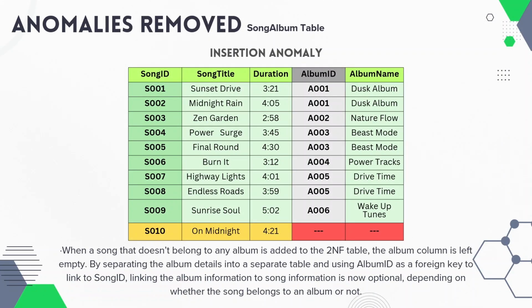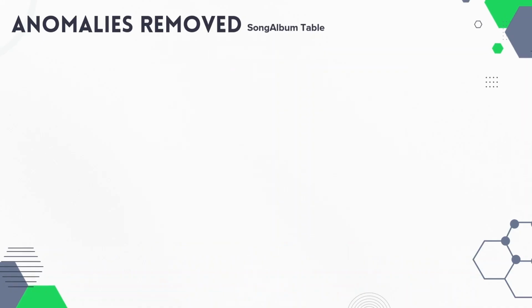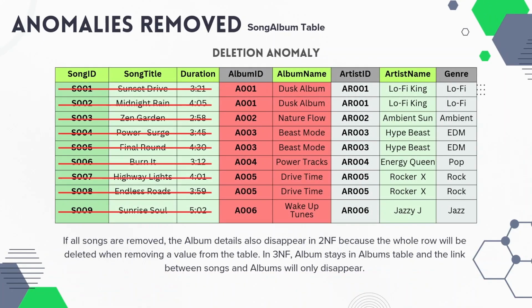When a song that doesn't belong to any album is added to the 2NF table, the album column is left empty. But in 3NF, the album details are separated into a separate table, using album ID as a foreign key to link to song ID. Linking the album information to song information is now optional, depending on whether the song belongs to an album or not. If all songs are removed, the album details also disappear in 2NF because the full row will be deleted when removing a value from the table. In 3NF, the album stays in the albums table, and only the link between songs and albums disappears.